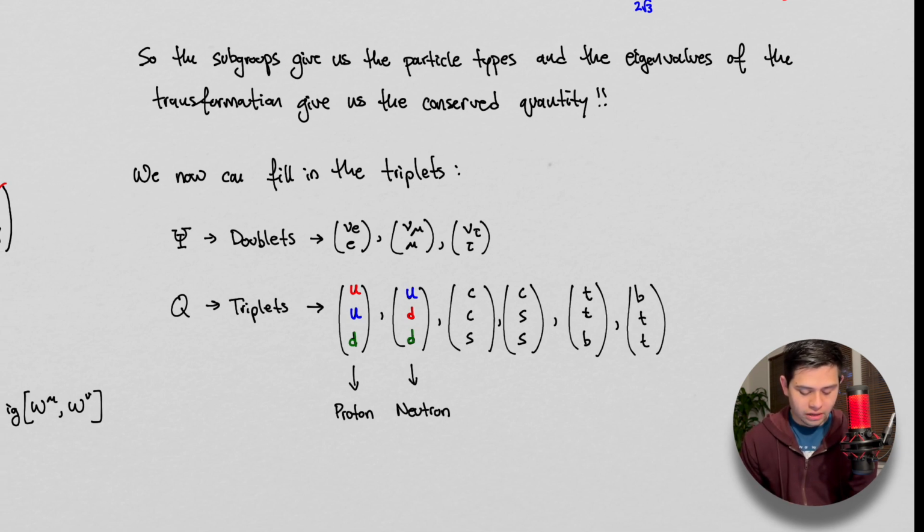So we're going to have a triplet that has up, up, down. We're going to have a triplet that has up, down, down. We're going to have a triplet that has charm, charm, strange, charm, strange, strange, top, top, bottom, and bottom, top, top. And you might think, are these the only ones? Theoretically, no, right? You can have up, up, up, down, down, down.